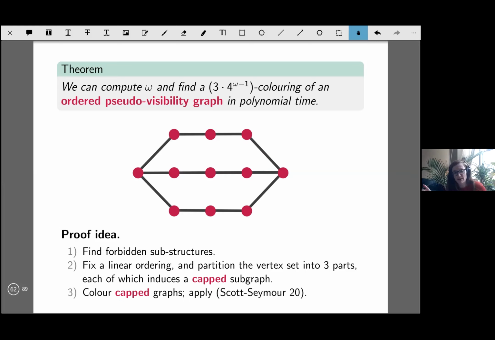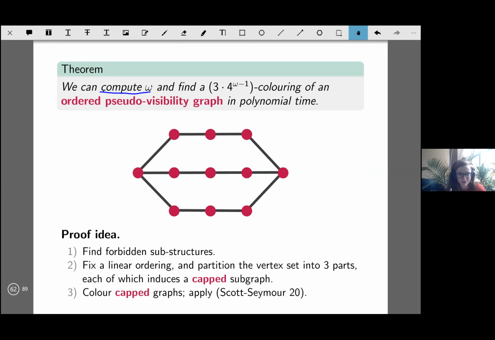Okay, and the final step here is to color these cap graphs. Now we have one proof that lets us compute the Clique number exactly. You can reduce the problem of computing the Clique number to computing the Clique number of cap graphs.